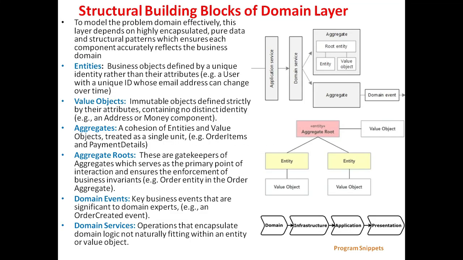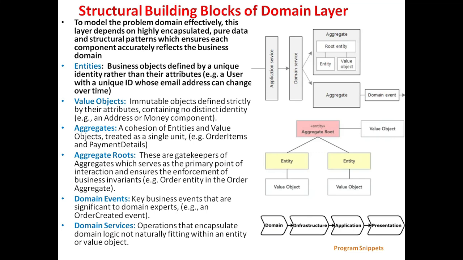Structural building blocks of domain layers are: to model the problem domain effectively, this layer depends on highly encapsulated pure data and structural patterns, which ensures each component accurately reflects the business domain. First is entity. These are the business objects defined by a unique identity rather than their attributes. For example, a user with unique ID whose email address can change over time.